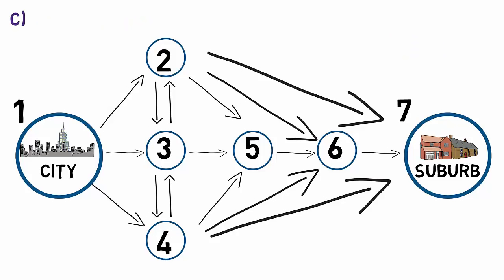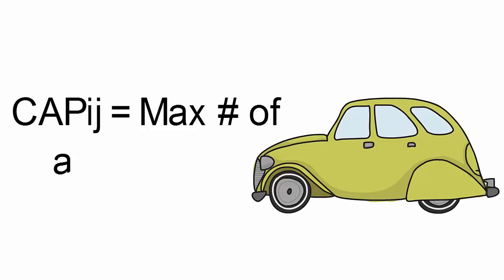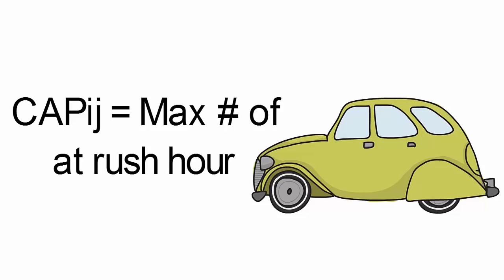Now, looking at the third part, which is the maximum capacity, we will have the maximum capacity per link. So let's call it cap_ij, the maximum number of cars traveling from i to j in rush hour. So we know for each link how many there are.